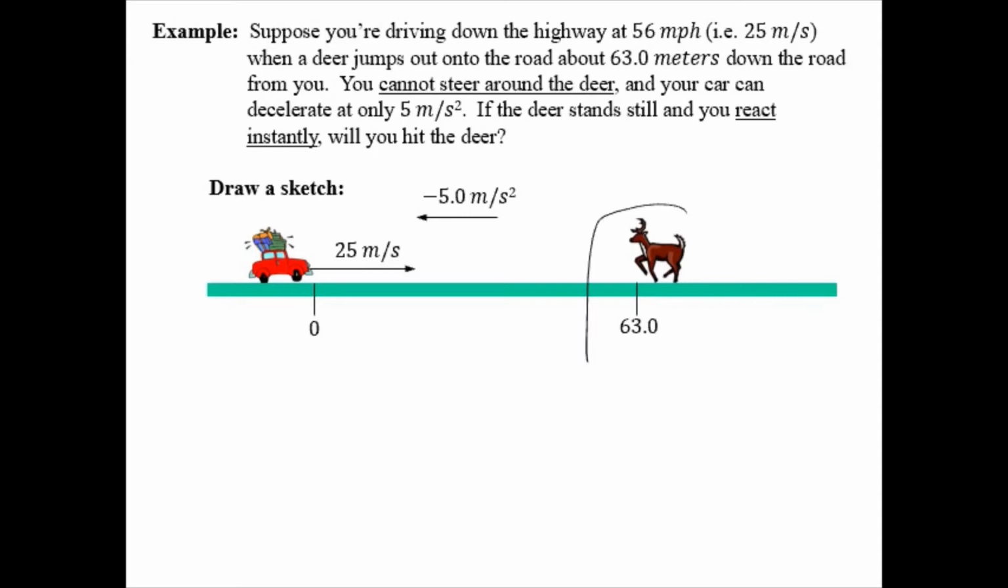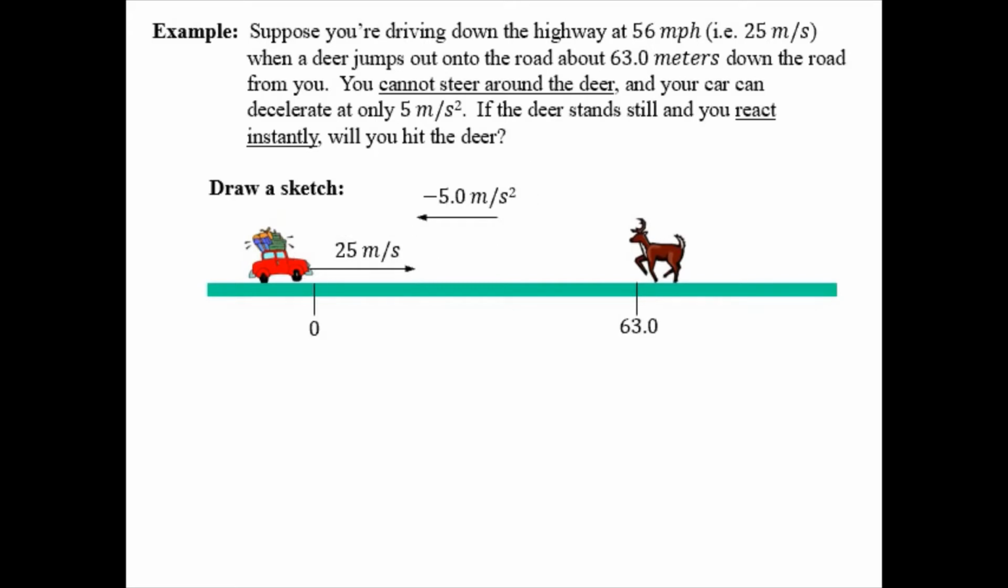We have the deer down here, down the road, 63 meters down the road from us, 63 meters in the positive direction. So I put the deer at position 63, and they're basically standing there at rest. And then we're told that the car can decelerate, or in other words, slow down, at 5 meters per second squared. So if the velocity of my car is to the right and it's going to be slowing down, that means my acceleration has to be to the left or in the negative direction. You need to have opposite signs if the car is slowing down.